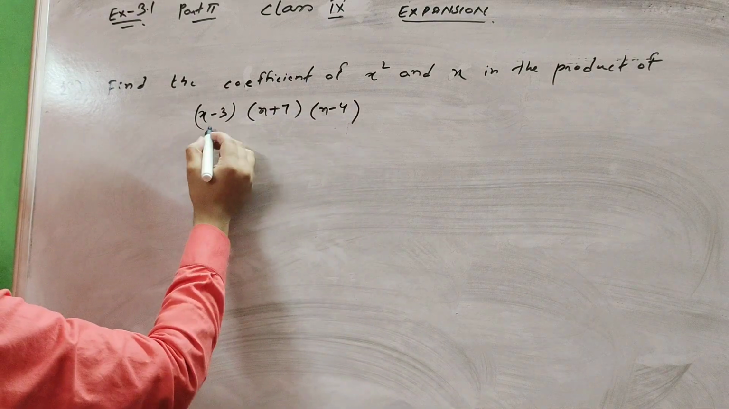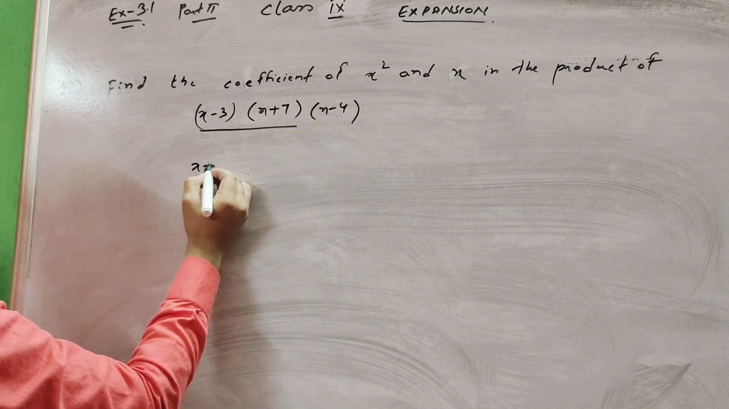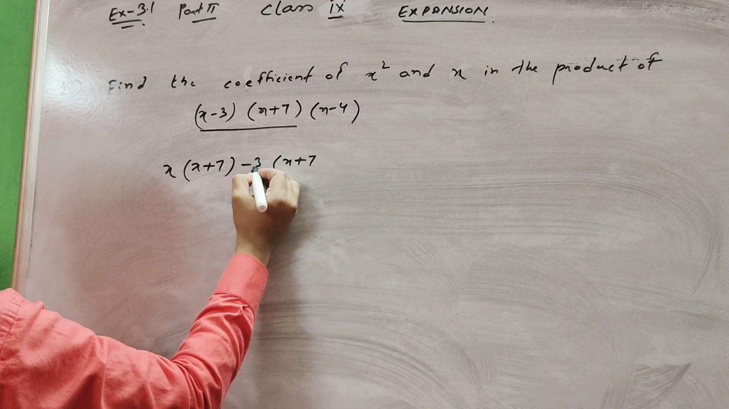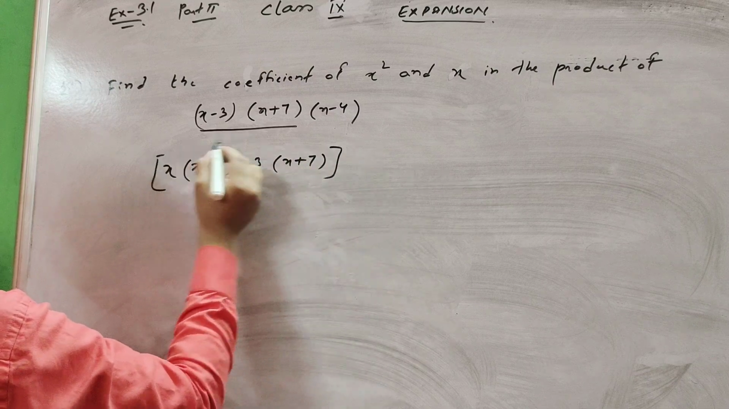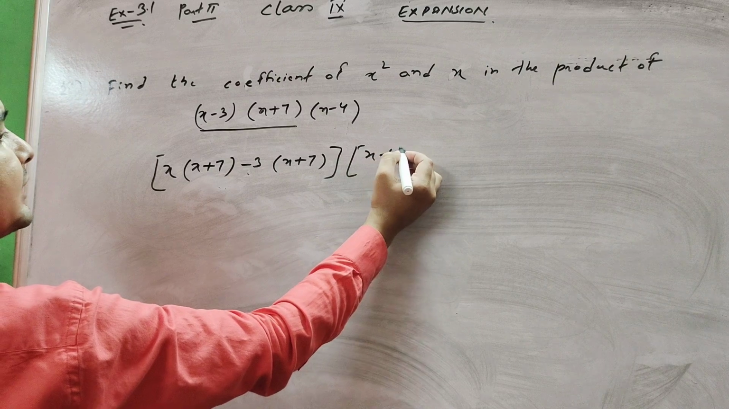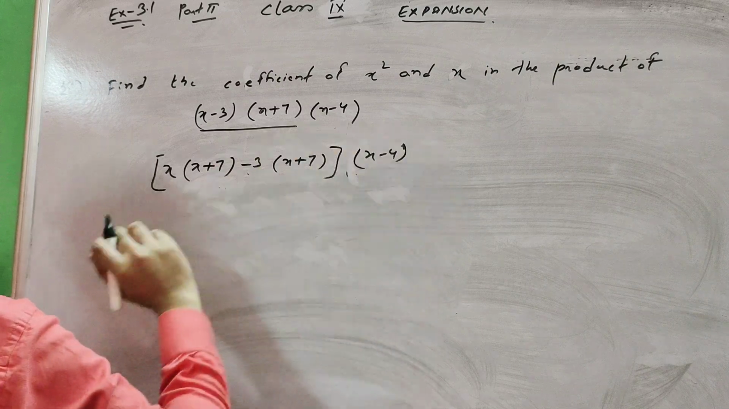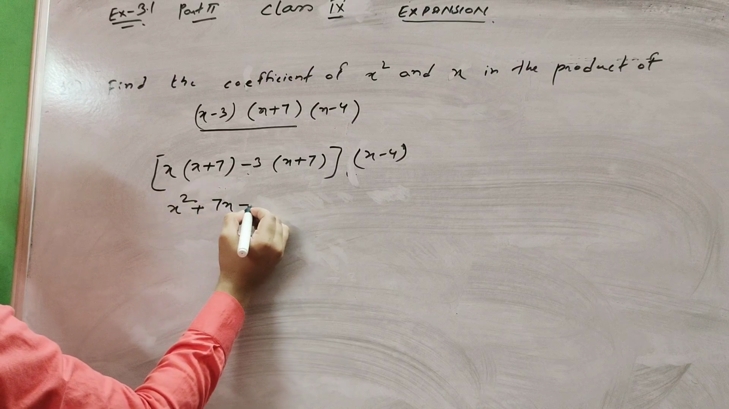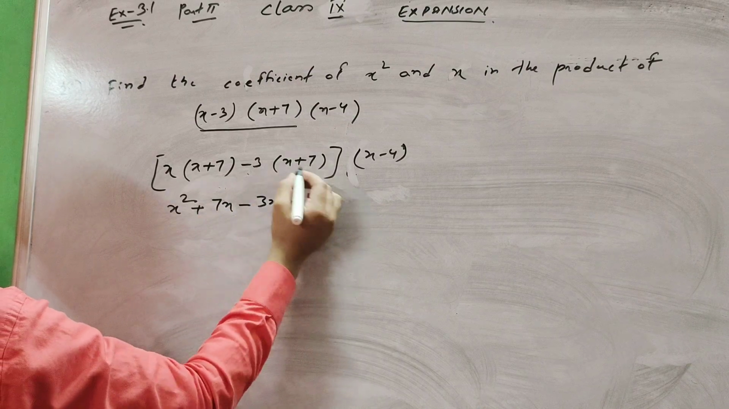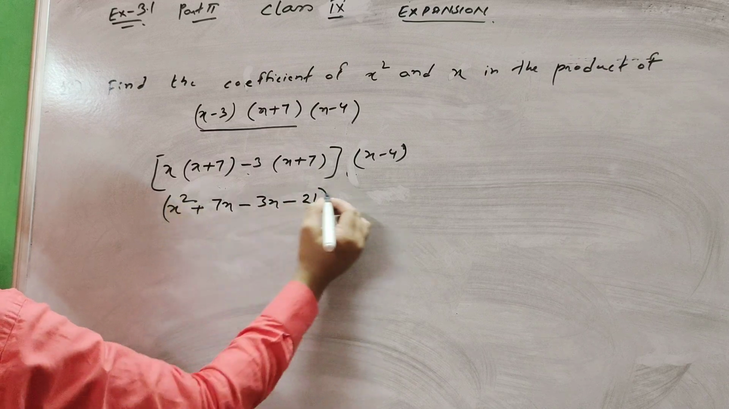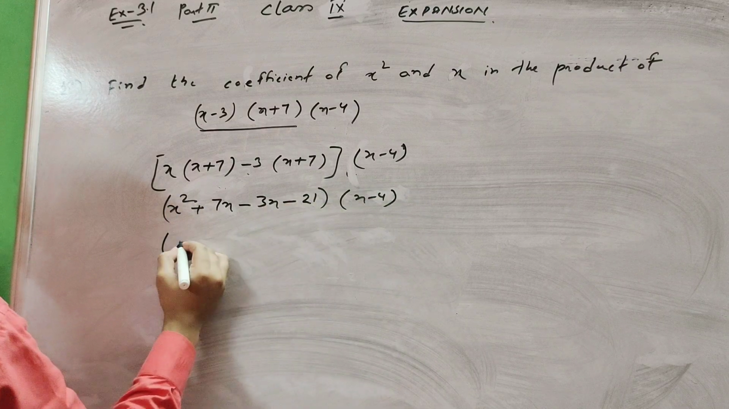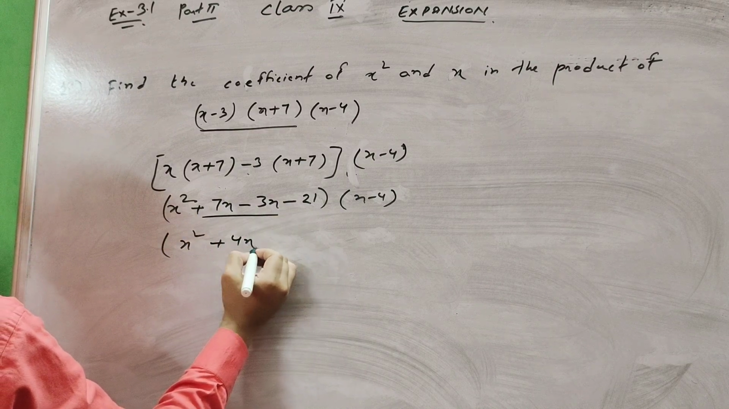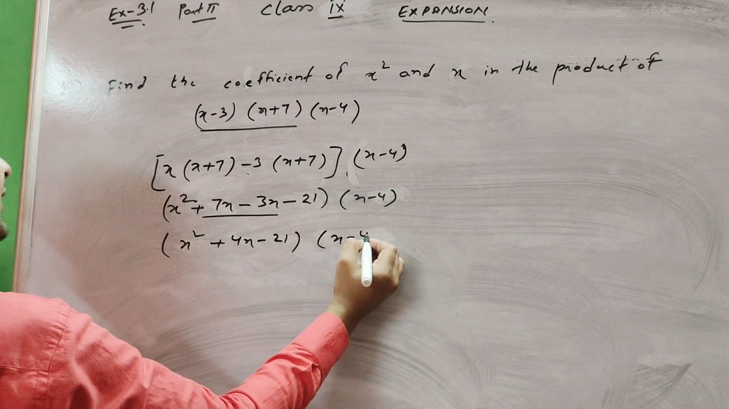We multiply x minus 3 and x plus 7, that is x plus 7 multiplied by x and x plus 7 multiplied by minus 3. After solving this, again we multiply by x minus 4. So this is x square plus x into 7, 7x, minus 3 into x, 3x, minus 3 sevens are 21. So x square plus 7x minus 3x, that is 4x, minus 21, multiply by x minus 4.